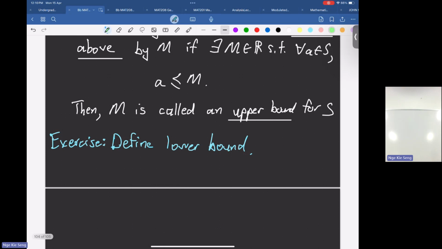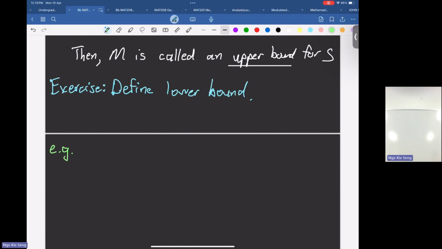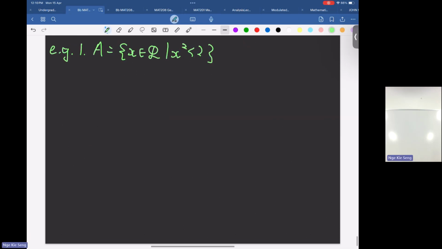So let's do some examples. Let me give you two sets here. One is everything in the rationals such that x squared is less than 2, and the other is the natural numbers. Are these two sets bounded above or not? Both of them? The second one, is it bounded above or not?